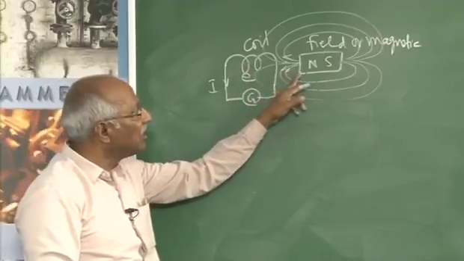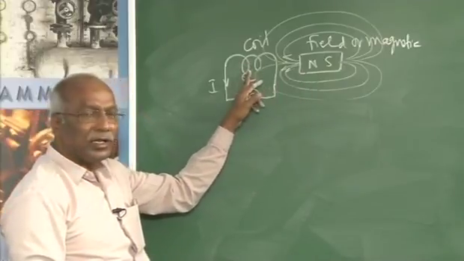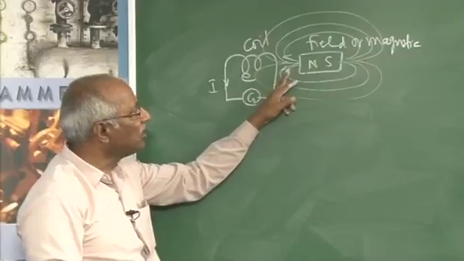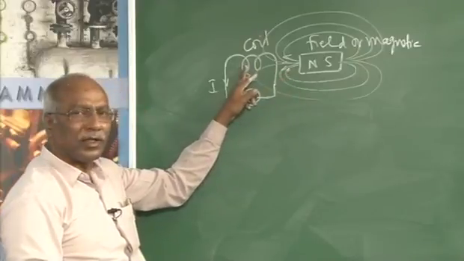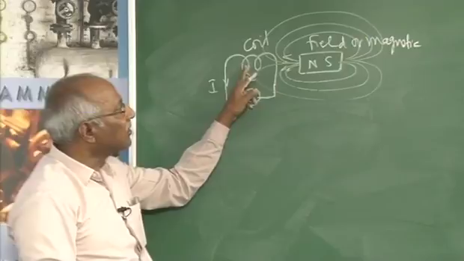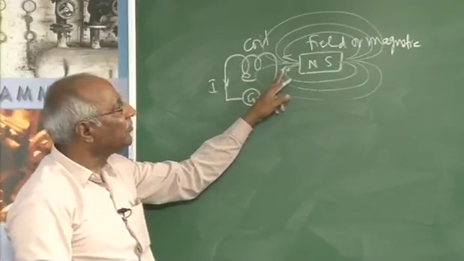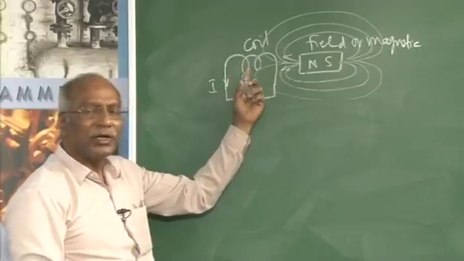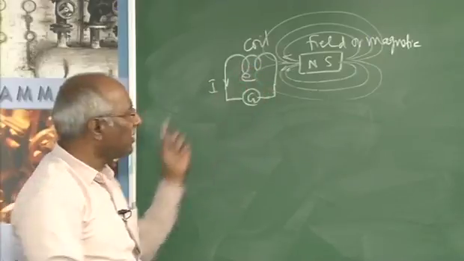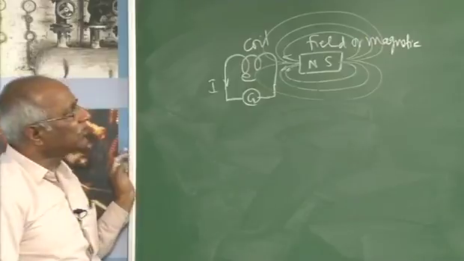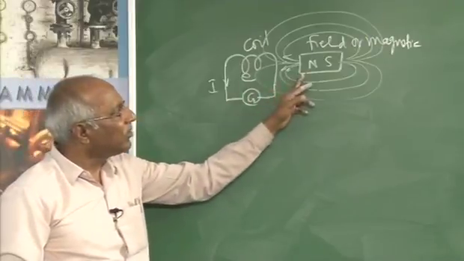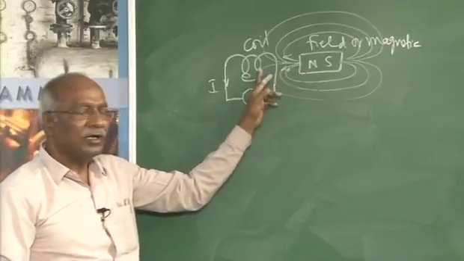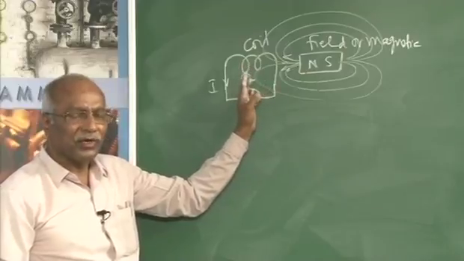What is the reason for the induced EMF in the coil? It is because of the change in flux linking with the coil. That's the reason. So Faraday found that because of the change in flux linkage, there will be an induced EMF. Thereby, he concluded in the first law that whenever there is a change in flux linking with the coil, there will be an induced EMF. That's Faraday's first law.